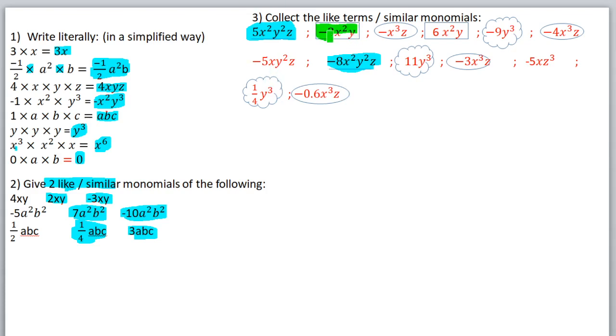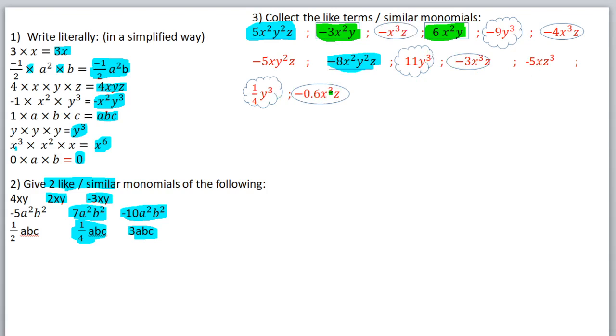Look at the green one. Minus 3x squared y. This, no. This, yes, 6x squared y. This, no. I'm supposing you are saying no. This, also no. This, no. That, no. Here, here, here, here, they are different. So just those.